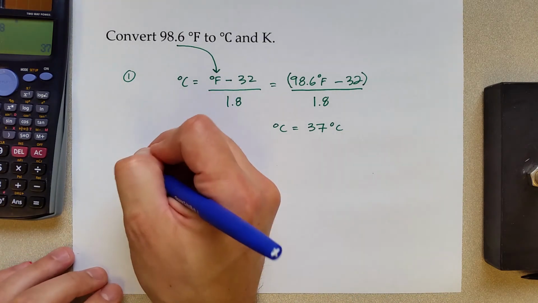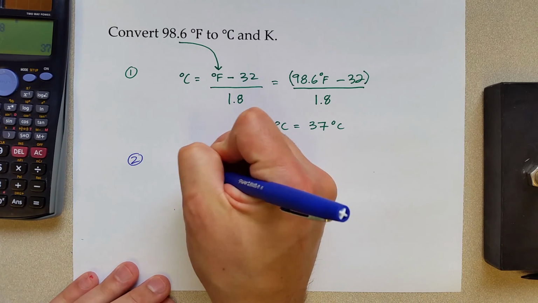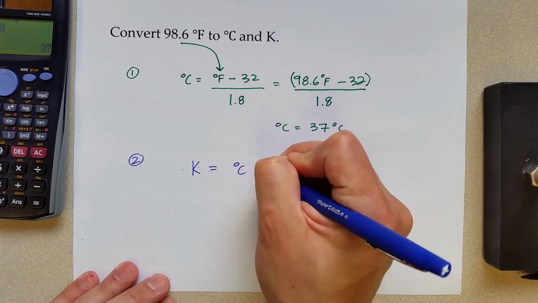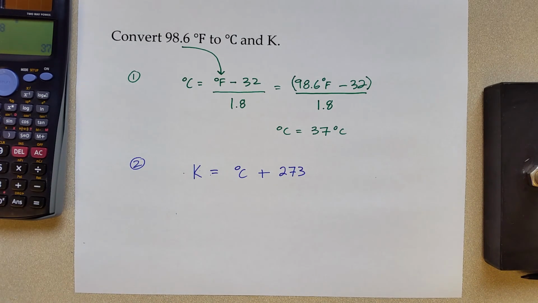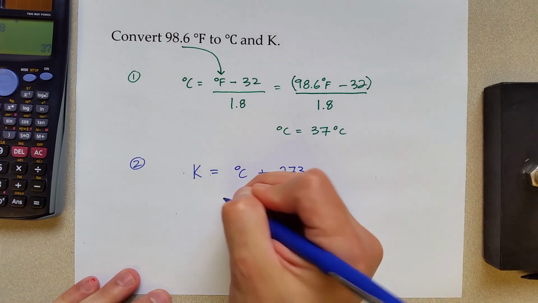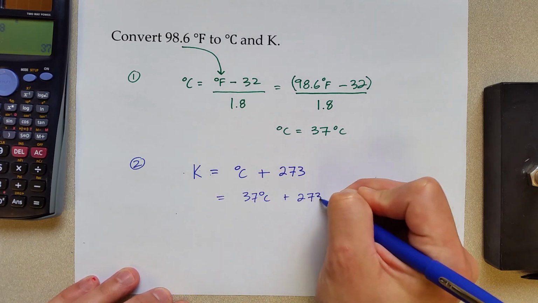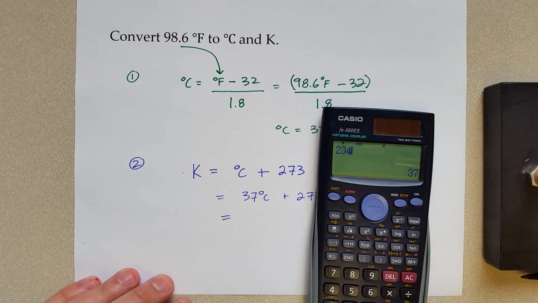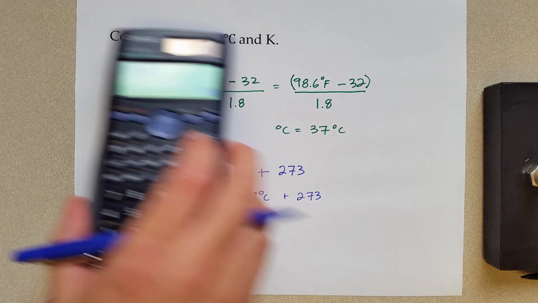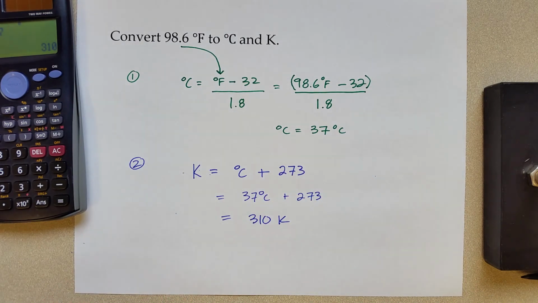All right, and then next we're going to want to convert to Kelvin. So Kelvin equals our degrees Celsius plus 273. And that would give us 37 degrees Celsius plus 273 equals 310. 310 Kelvin.